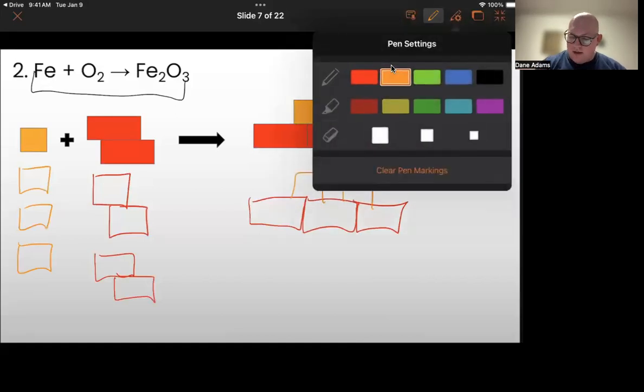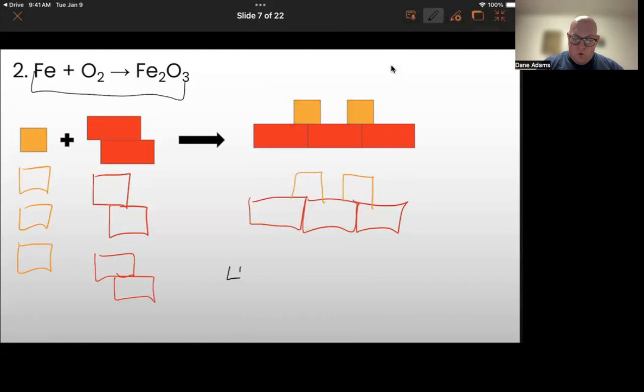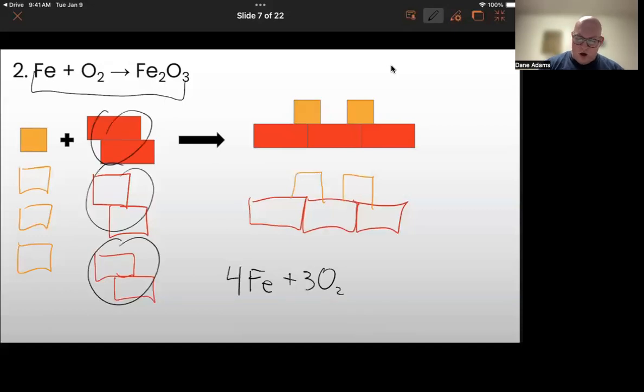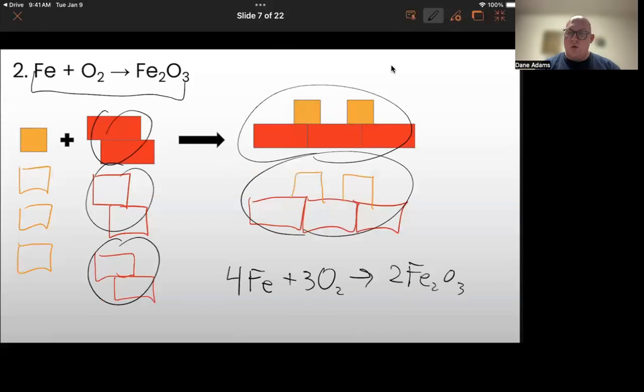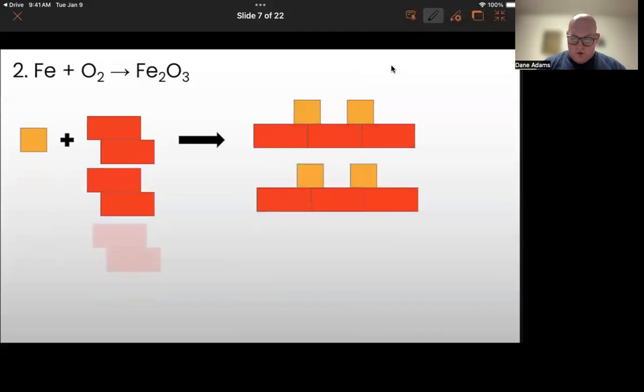So if I were to write this out, I would do 4Fe, because there's 4 of them, plus the coefficient here would be 3, because I see 1, 2, 3 oxygen molecules, makes Fe2O3, and again, there's 2 of them, so I'll put a 2 right there. So that's the idea. So your job is to carry this through all the way to the end of the lab.